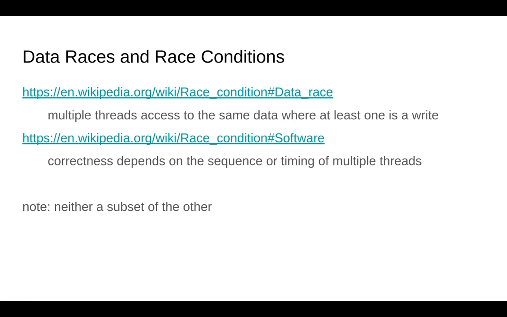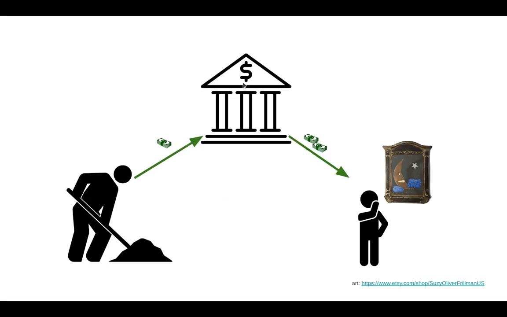A data race is when more than one task is accessing the same data and at least one of them is mutating it or writing that data. And a race condition is when the correctness depends on how that whole thing plays out. Neither of these two is a subset of the other, but we did talk about one example, which we're going to use again today: this shared mutable data, which is a family's bank account balance.